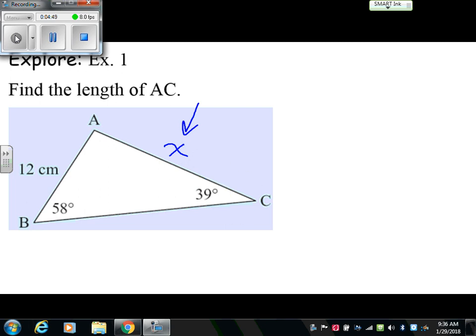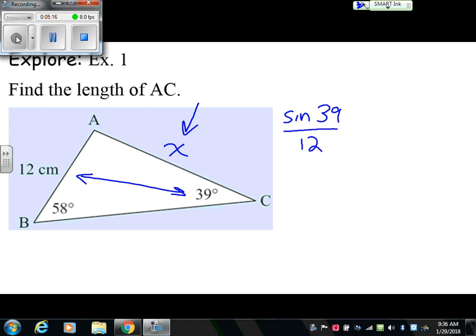What we do have, though, in this case, is a side and its opposite angle, or an angle and its opposite side. And as soon as you have some opposite parts, that means you can use the sine rule to find some stuff. So what I'm going to do is I'm going to put the sine of 39, and I'm going to put that over its opposite part, which is 12.